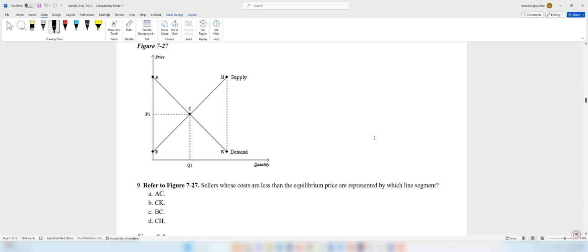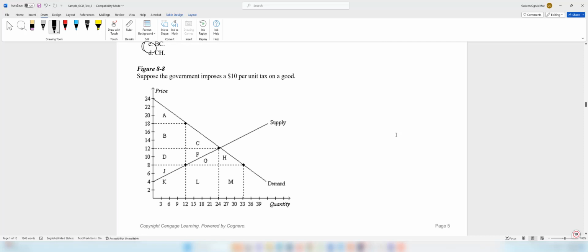Let's see this question. Sellers whose costs are less than the equilibrium price are represented by which line segment? So this is the price, right? And sellers who have costs lower than the price are here. There is one seller here. Cost is this much. There is another seller here, right? And they're all sellers until point C. So therefore, the right answer is BC.